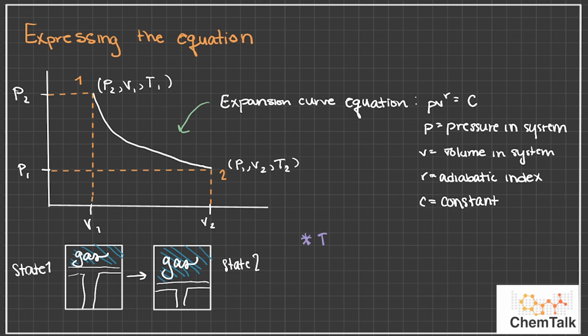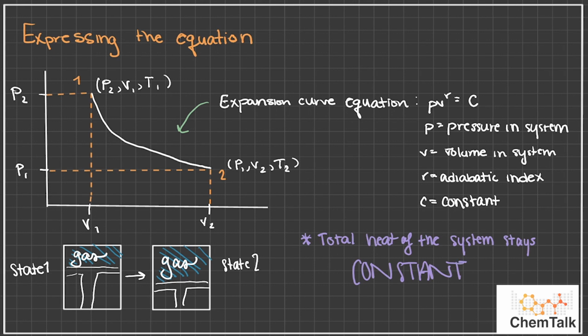During all of this, we need to remember that the total heat of the system stays constant. So no matter what is happening, whether our internal energy is changing into our work, or our work is staying as work and internal energy is staying as internal energy, we need to make sure that our heat in the system stays constant. There is no heat lost while this is happening. It is all staying the same no matter what form it takes.